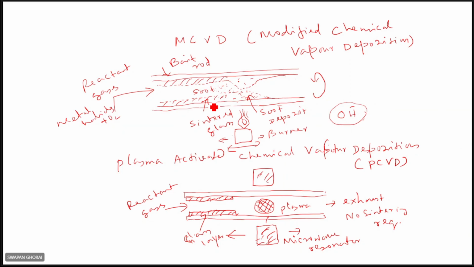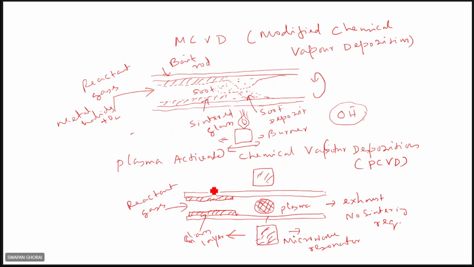It is hollow, so when it is heated at certain depositions, it will collapse and create a solid rod preform, right? So that is the preform, and next the preform is used to draw the fibers. That is the MCVD technique.